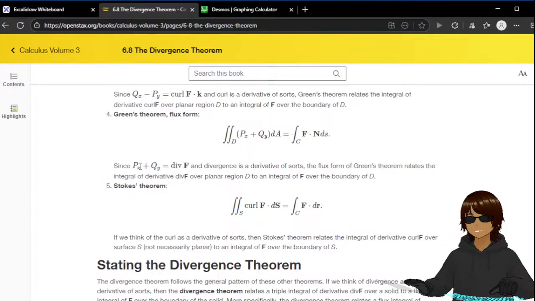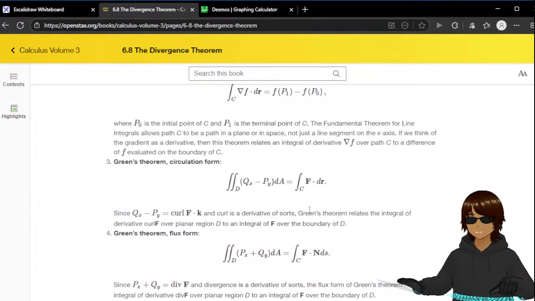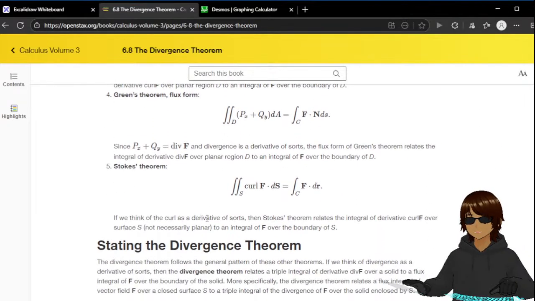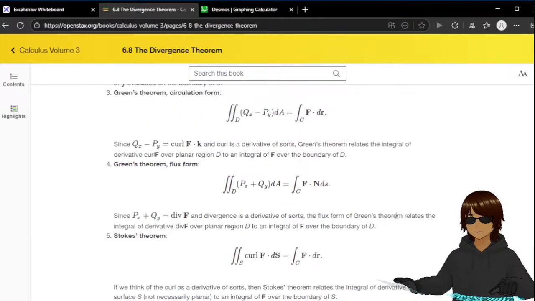All right. Stokes' theorem, so curl F is equal to F dot dr. Isn't this the same as this? I think this is more general, right? Or this is for 2D, this is for 3D.